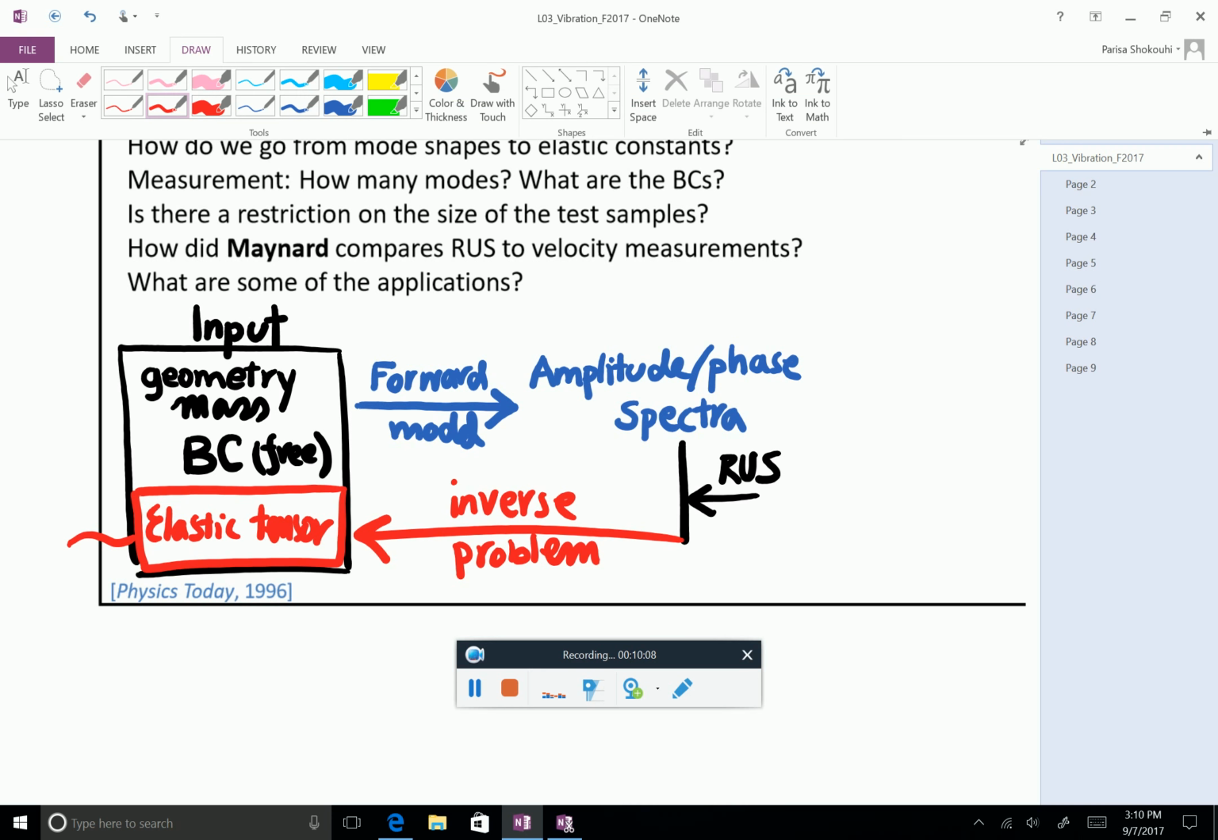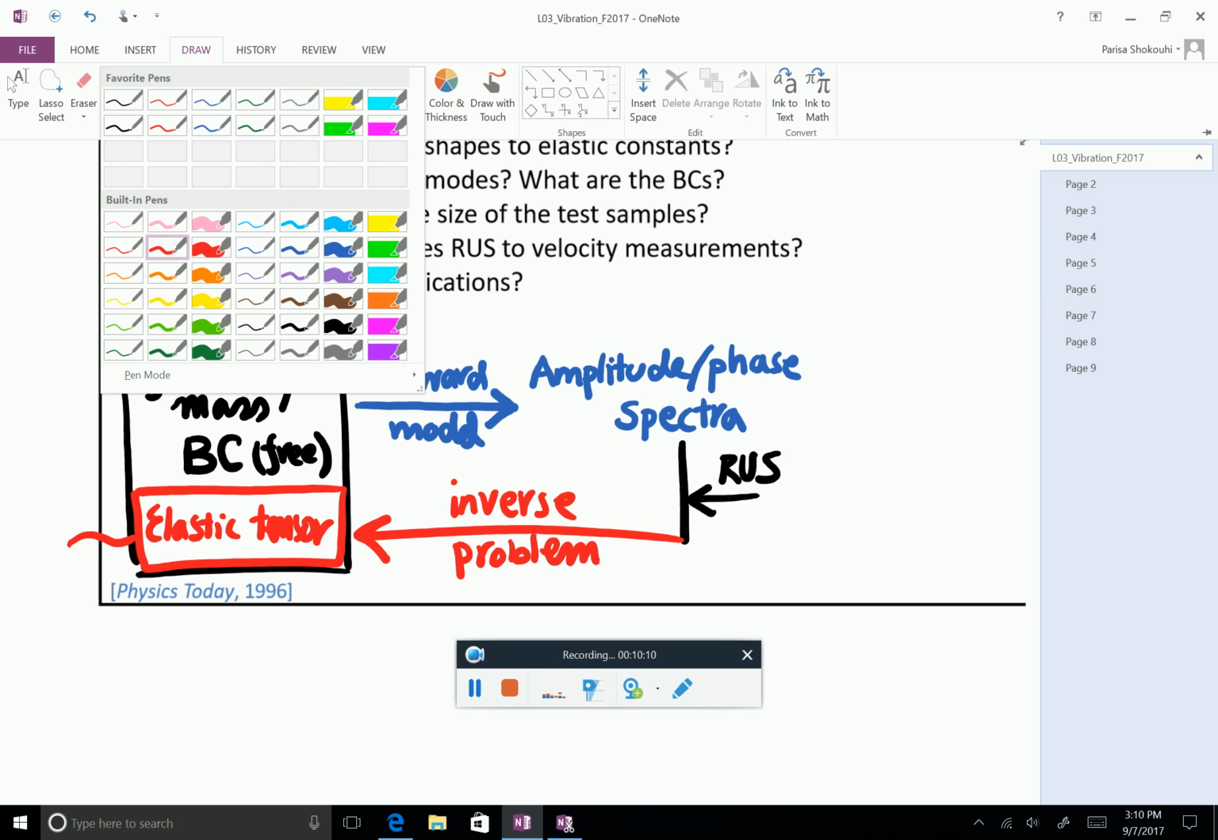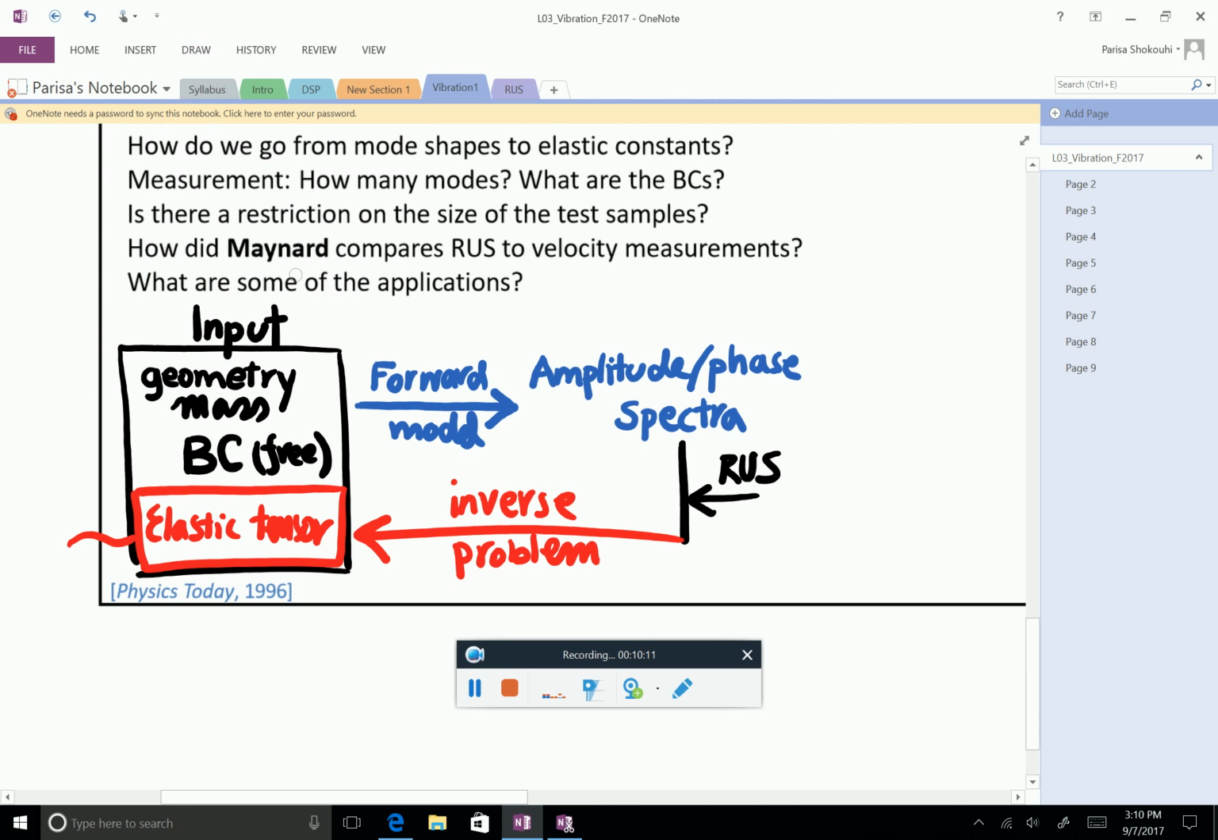Now, he says something about the number of measurements versus the number of elastic constants. Anyone remembers which one is typically larger? Do we measure more modes? Do we measure one mode? No. We measure a large number of modes. How do you think that relates to the number of elastic constants we need to find? What would be your guess?